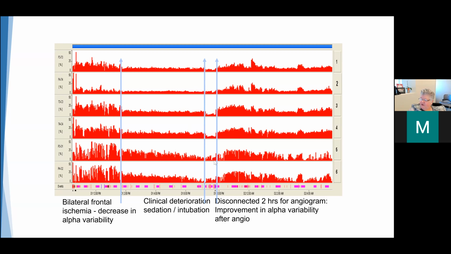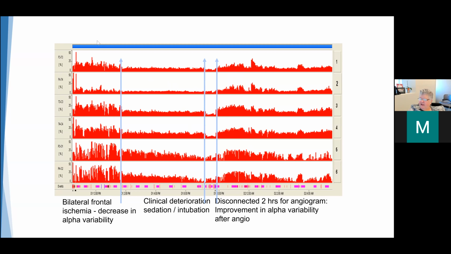She was disconnected for a couple of hours to go to angiogram. And when she came back, you can see that the alpha variability has been restored with increases in the alpha variability bilaterally, including in that right frontal temporal region, which had looked abnormal at the outset.